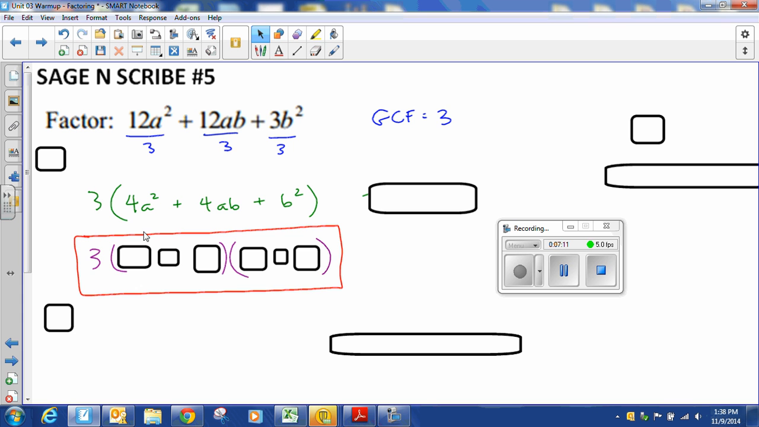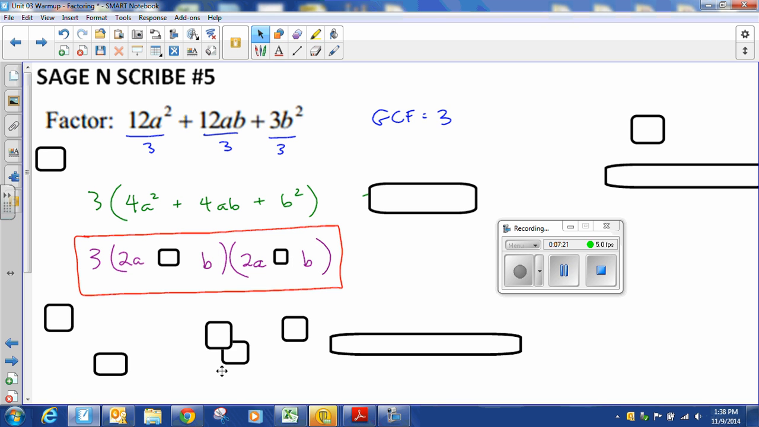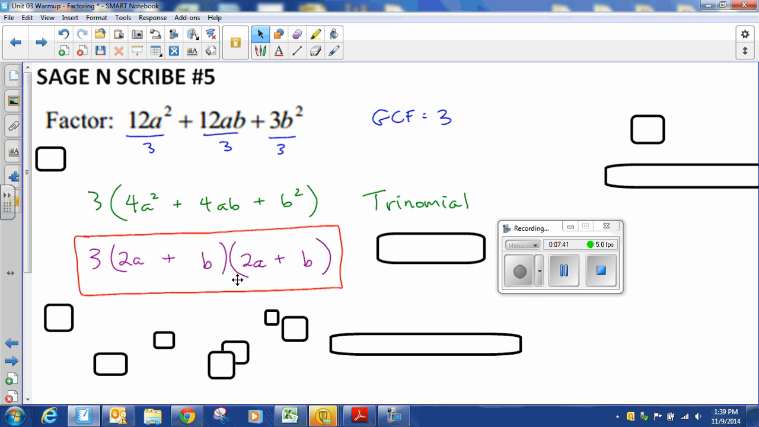And let's find what two numbers multiply to give us 4a squared. That's 2a. What two numbers multiply to give us b squared? That's b. And everything's positive, so we have plus signs. So in our check step, we want to FOIL back out. 2a times 2a is 4a squared. 2a times b plus 2a times b is 2ab plus 2ab, and when you add those together, we get 4ab. Finally, b times b is b squared, so we have confirmed that this is the correct factorization.